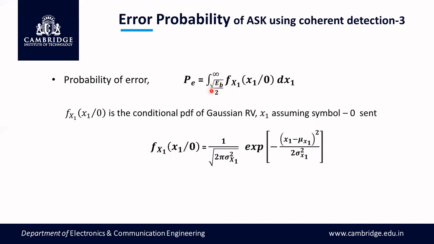Accordingly, we get the equation x1 equal to z into root of N0 by 2. See, I have chosen the limits of root Eb by 2. After differentiating, dx1 becomes dz, and the upper limit remains infinity. The lower limit is the boundary. That means we also apply the limits on the right side, in the region Z1, from root Eb by 2.